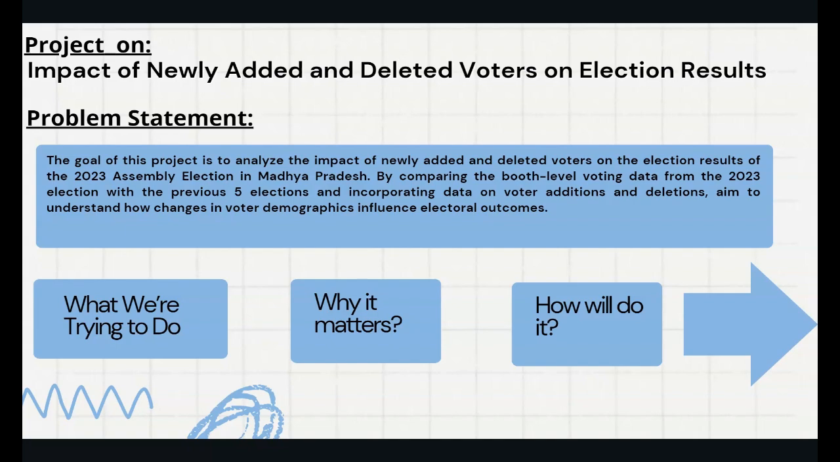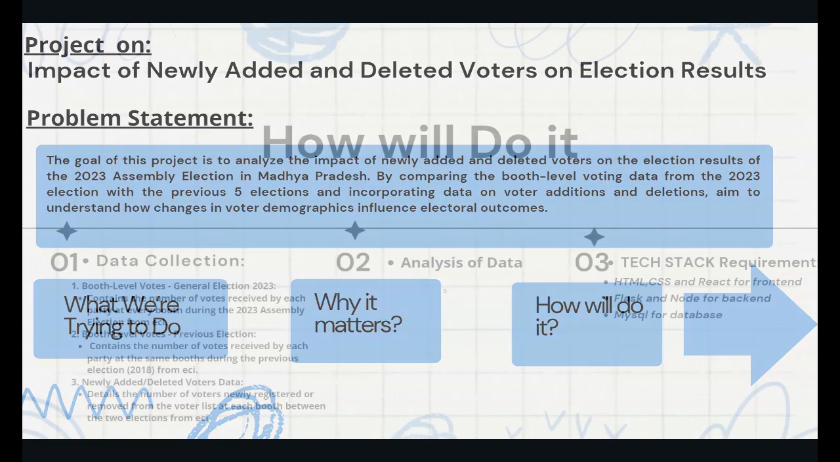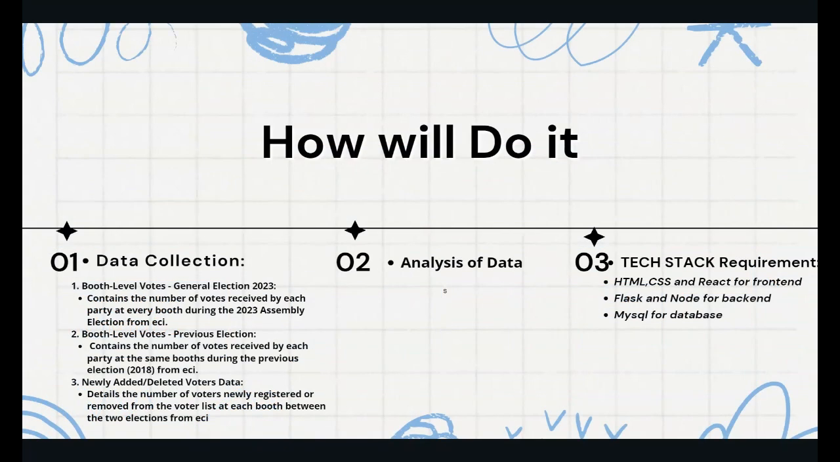How are we going to do it? Moving further with how we will be doing this. The first step is data collection. We will require three major data sets. The first data set is the booth level votes for the general election 2023.